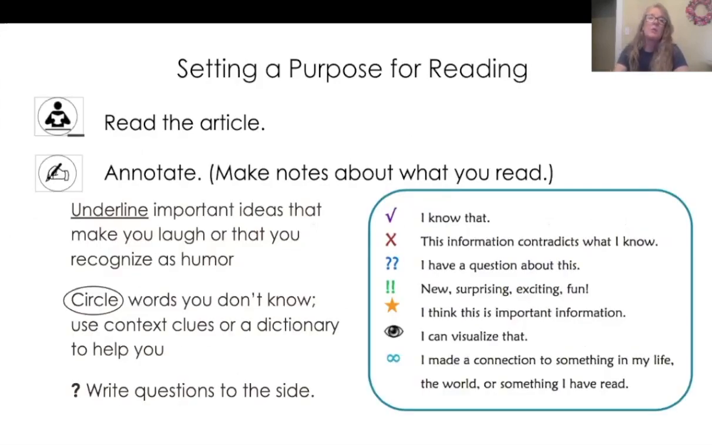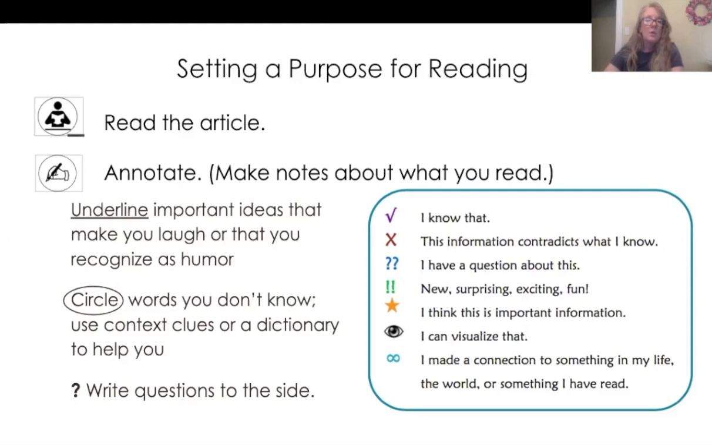So setting our purpose for reading is that we're going to read the article. I'm going to read it to you all the way through without stopping to make any notes or anything like that. We'll come back to that. Hopefully you've already read the text and you have made some annotations, so this should not be new. You should have seen this for all of the lessons if you've been doing them online with us.